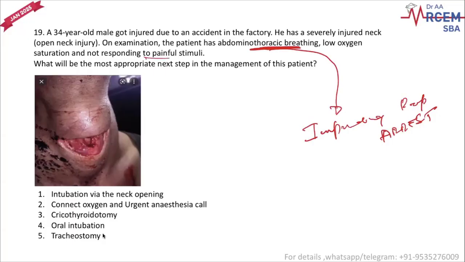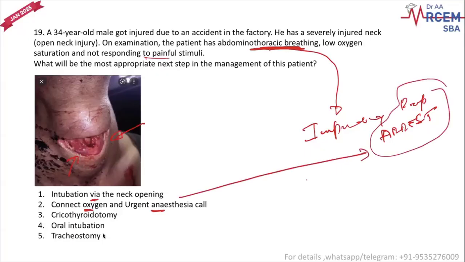You need to secure the airway for this patient for sure. Intubate via the neck opening. Can you intubate through the neck opening itself? It is contraindicated to intubate through the neck opening. We don't know where this passage is going. It might be just under the skin or it might have gone into the esophagus. So it is not a good idea to intubate through the neck opening. Connect oxygen and urgent anesthetic call. It is a good idea if the patient was not having abdominothoracic breathing. That means he's an impending respiratory arrest. Till the anesthetic comes, he will be in arrest. So that's why we are not choosing this one.